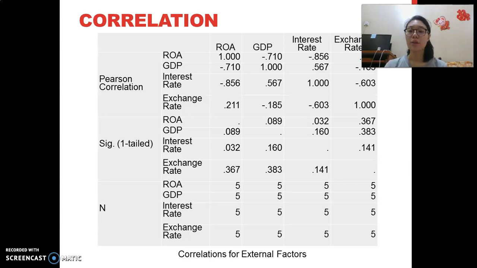The correlation table shows that GDP is negative 0.71, which is a negative relationship with ROA. So if GDP increases, ROA will decrease, and the significance value is 0.089, which is significant for ROA. The other variable is interest rate, at negative 0.856, also a negative relationship, and the significance value is 0.032.